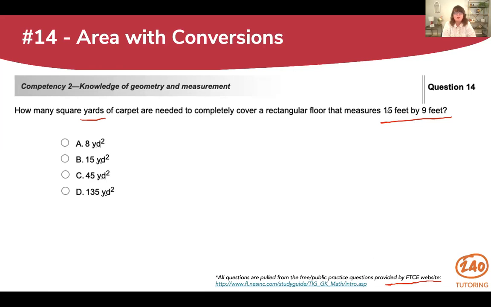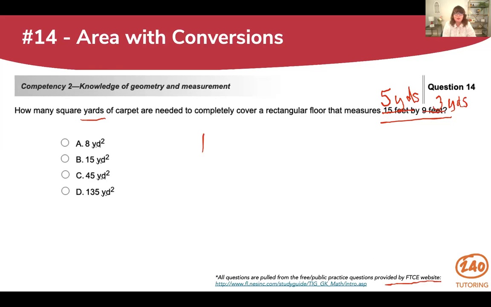So if I want to figure out how many yards this is, I'm going to divide 15 by 3. And 15 divided by 3 is 5. So 15 feet is equivalent to 5 yards. 9 divided by 3 is 3. So 9 feet is equivalent to 3 yards. Nice, easy numbers to work with.